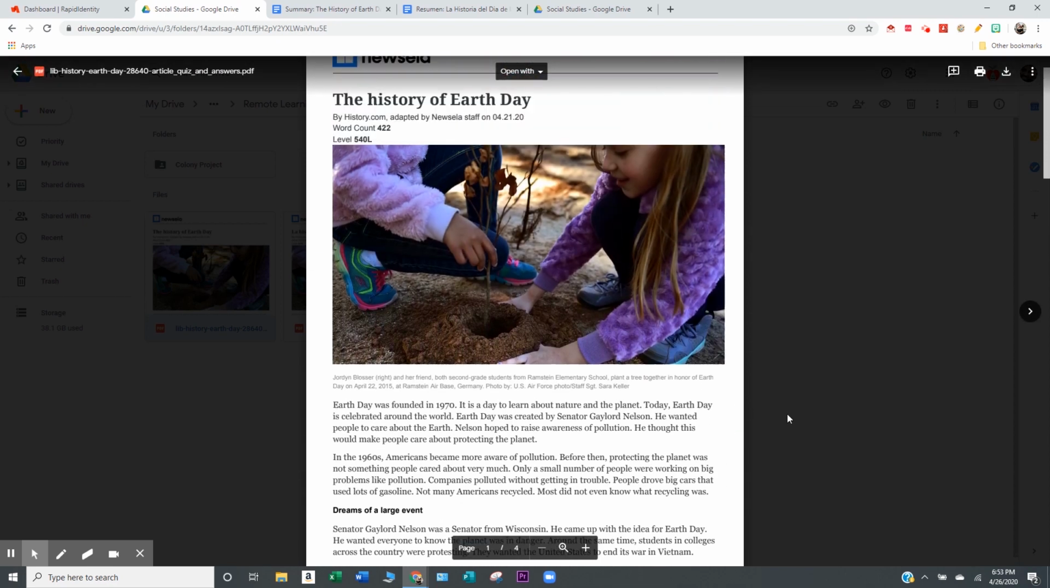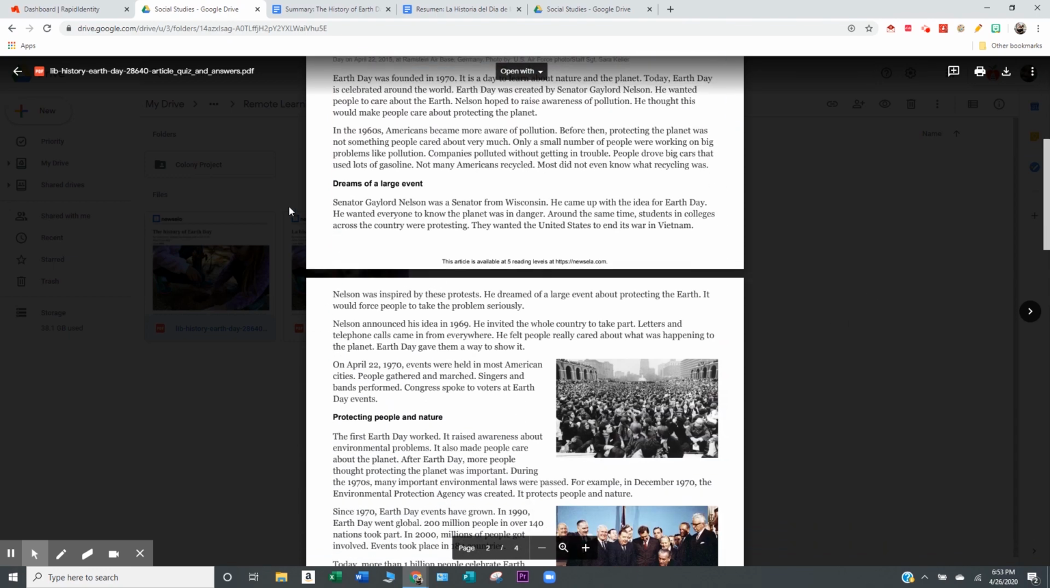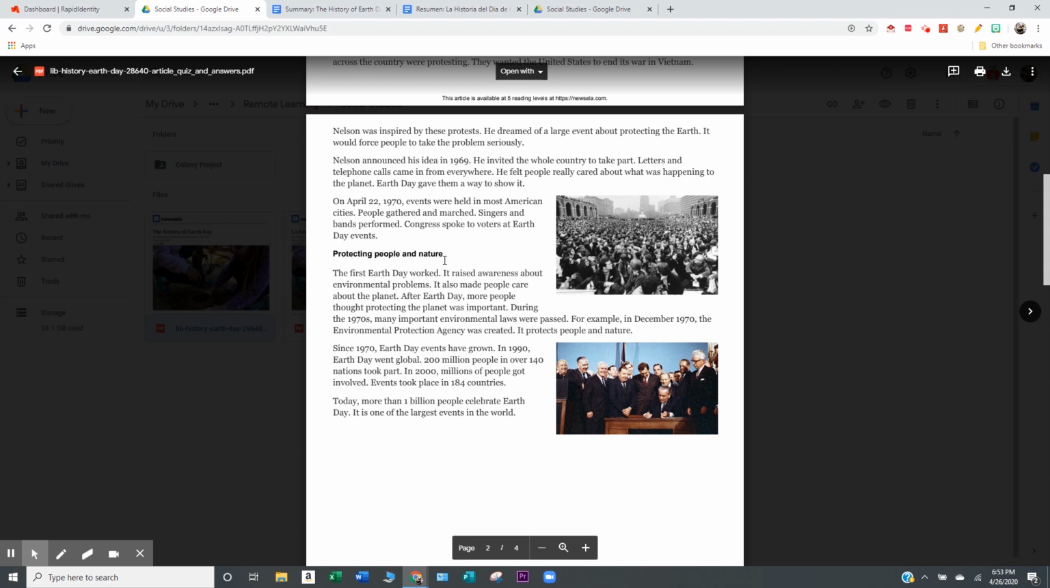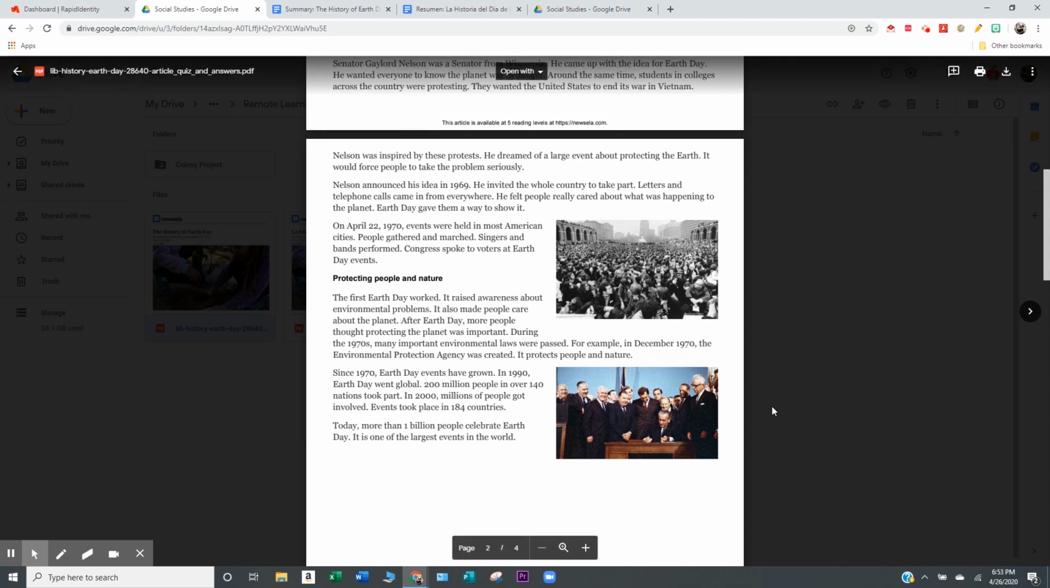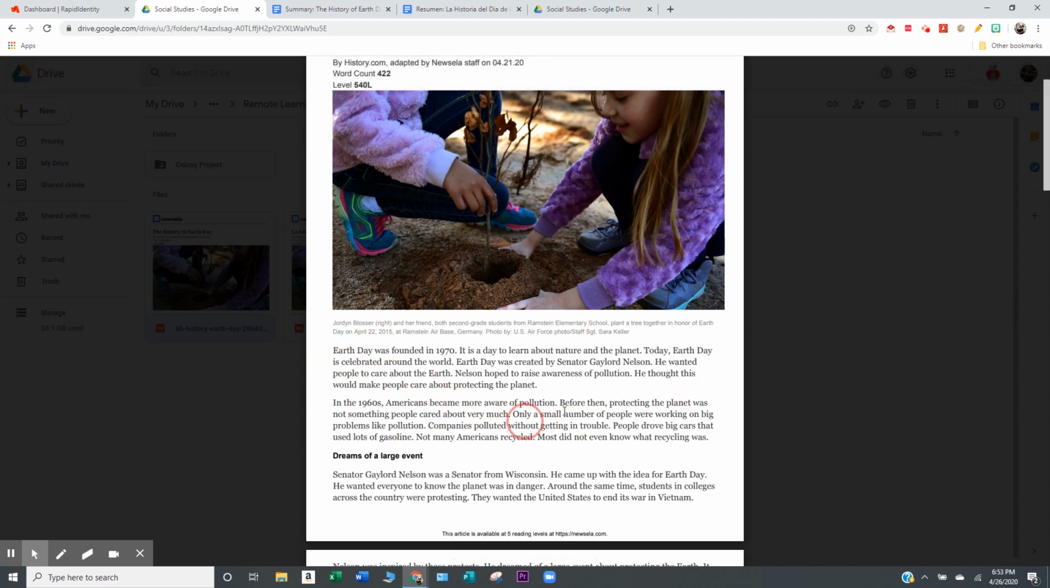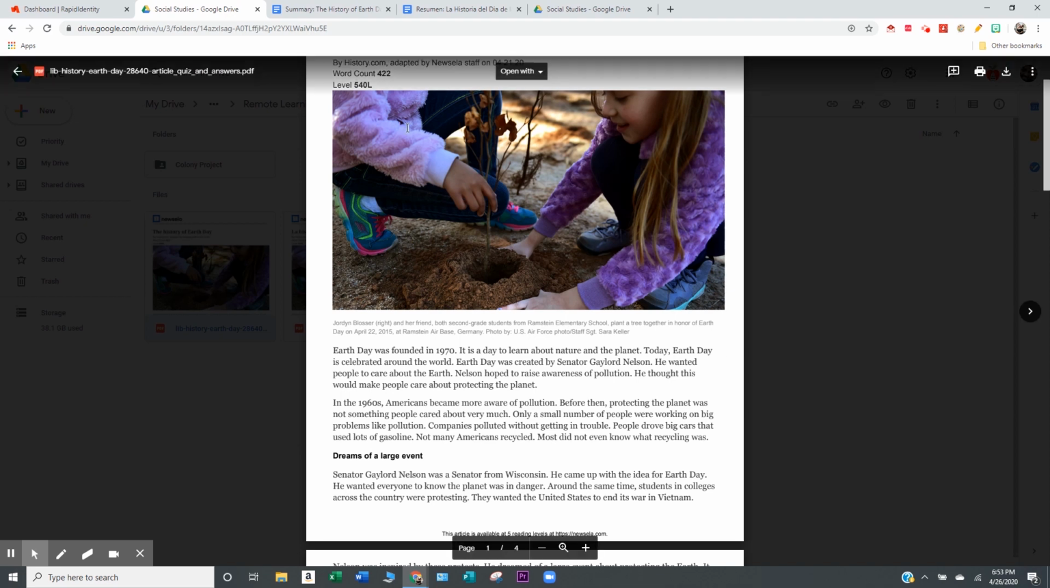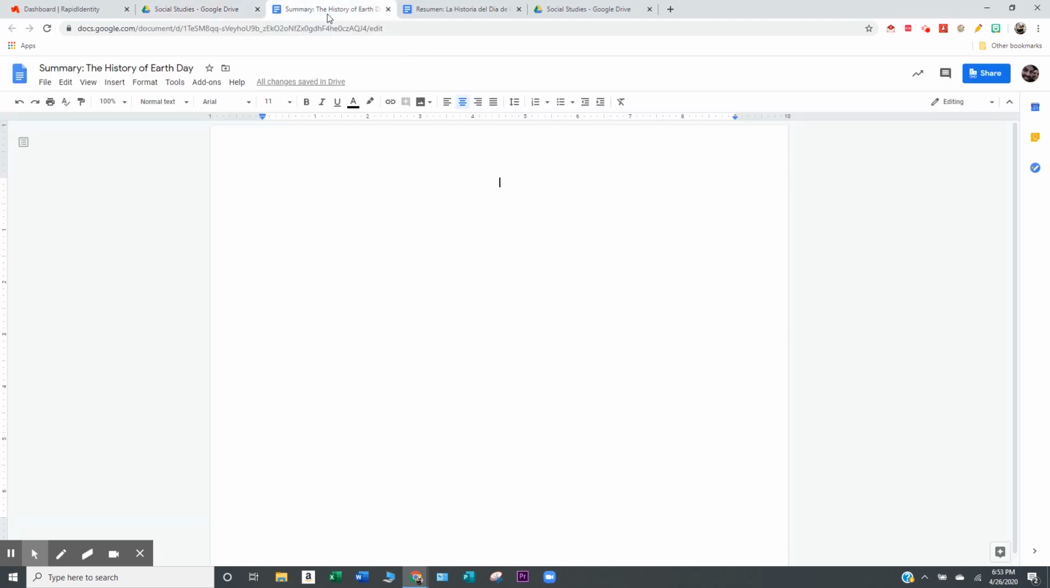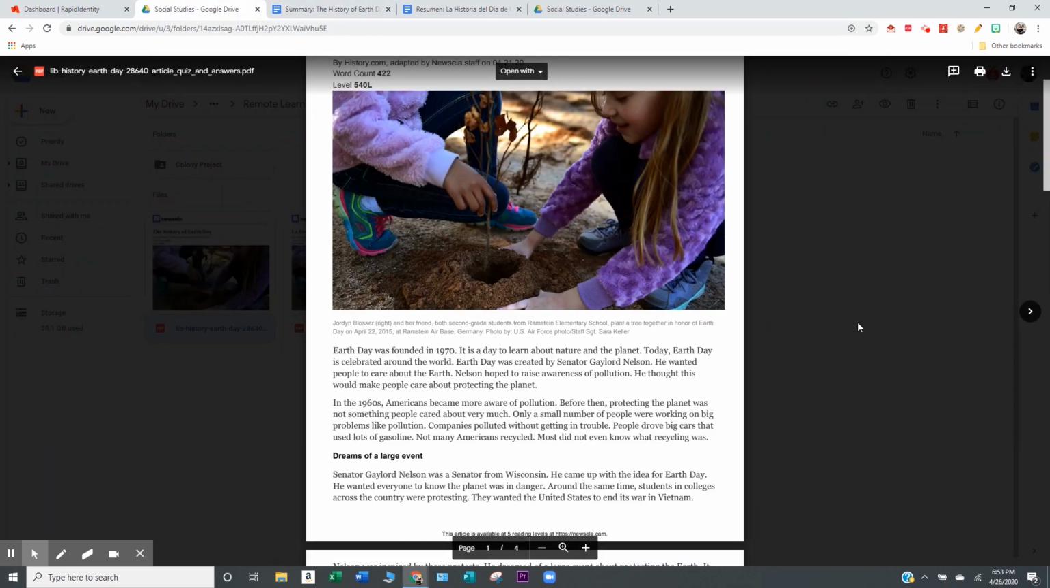So now I understand that this is about the history of Earth Day, how it came to be. Somebody dreams about this event, and then protecting nature and people becomes something important. So that's what I got as my overview, just looking at the text features. The next part, I'm going to go ahead and read this intro part here, all of this section. I'm going to do this out loud, and I'm going to talk about what I think is a good main idea. Now, when you're writing your main idea, you can write it out on a piece of paper, you can start your own Google Doc like I've done here to type it, or you can type it into the answer box, whatever you need to do when you're writing your sentences.